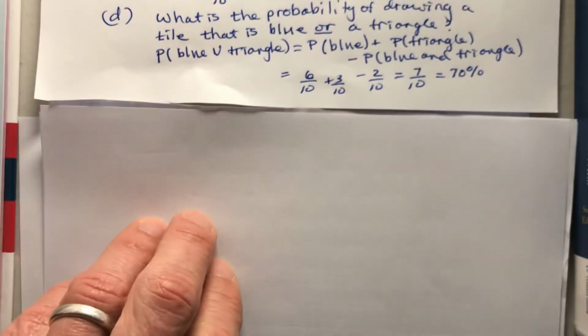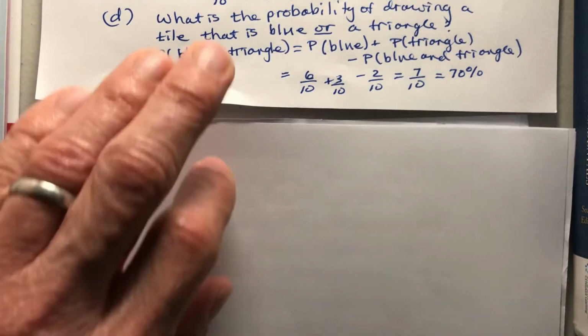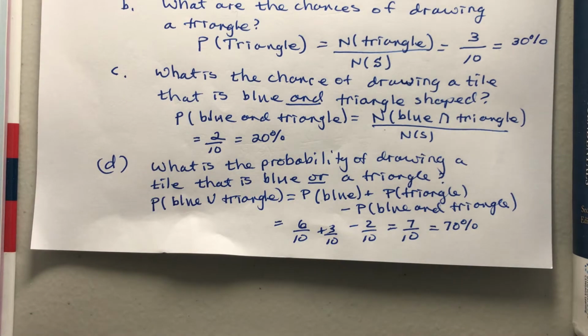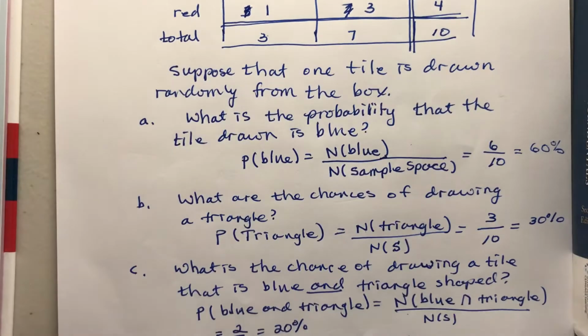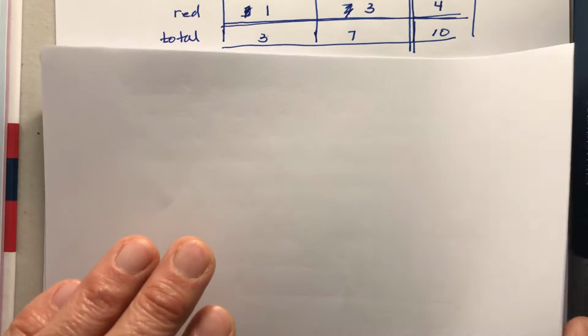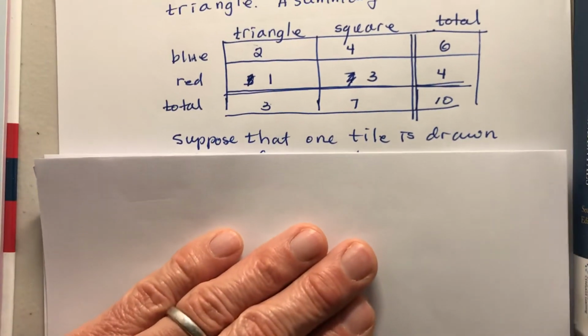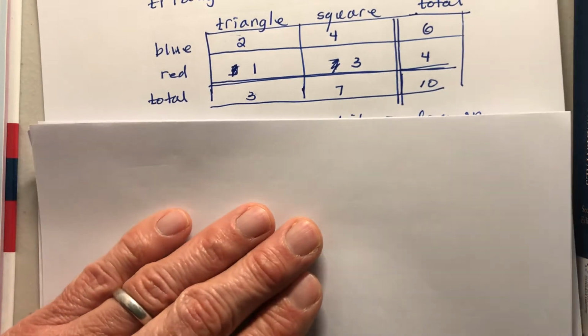Now we're going to move on to the idea of conditional probability. That was sort of the point of all of this anyway. So we did A, B, C, D. Look at this chart again.